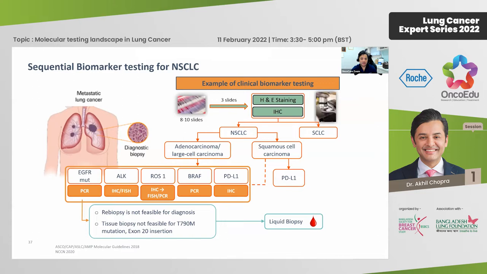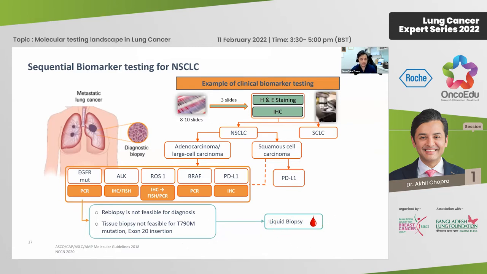3 or 4 slides are used just for H&E staining and IHC staining to determine whether this is a non-small cell lung cancer or a small cell lung cancer, and then, if it's non-small cell, whether it's an adenocarcinoma, a large cell, or squamous cell carcinoma. Once this has been established, single biomarker testing can be done, starting with EGFR, then ALK, then ROS, then BRAF, then PD-L1. So this is still done in some institutions in Singapore.